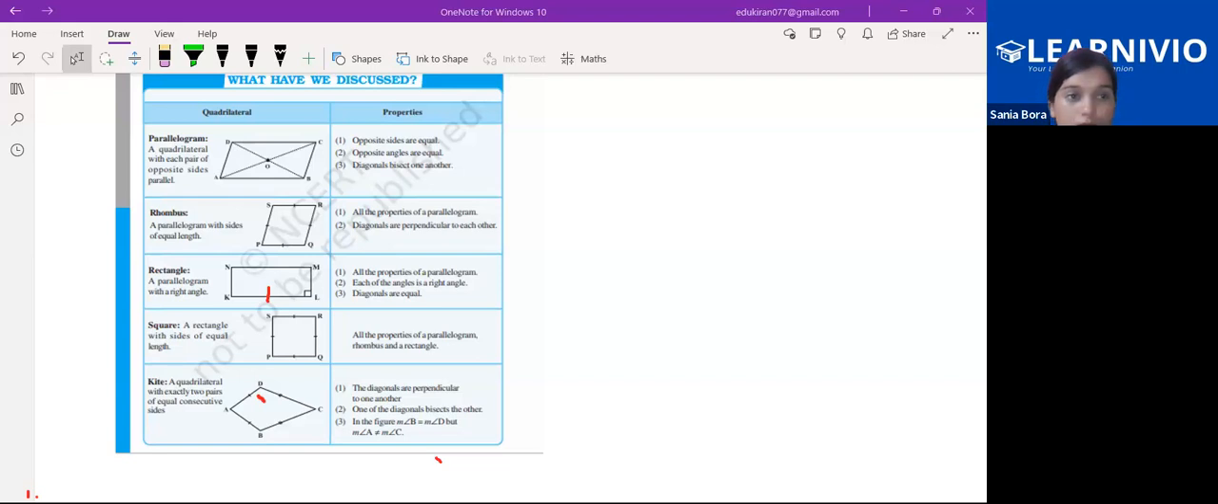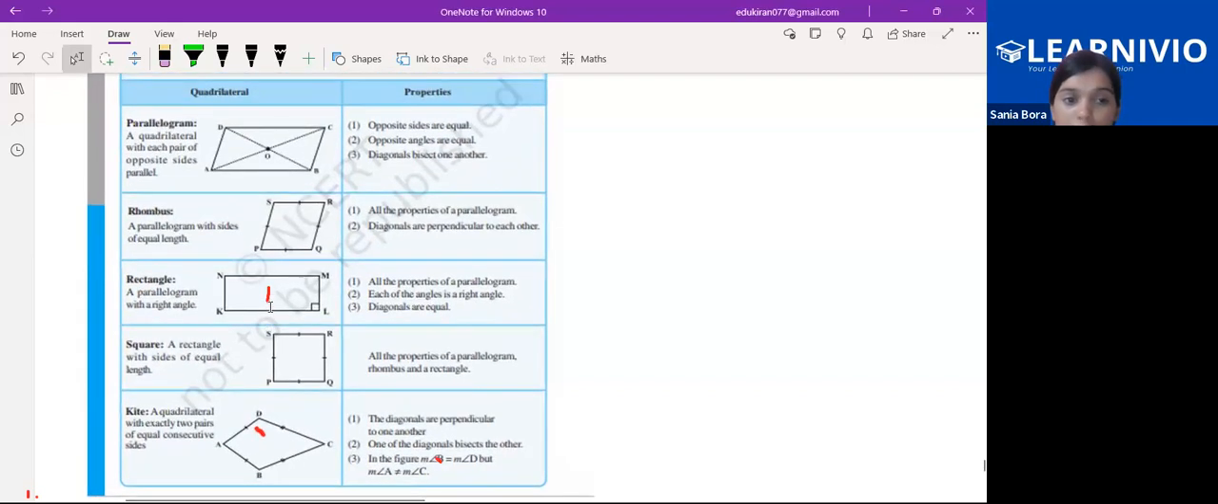Ma'am, kite means like a rhombus, right? No. A kite has two pairs of equal consecutive sides. Okay, ma'am. But in my textbook there is a drawing of a kite. This one, you can see the difference. It can be, but there will be a situation. Okay.